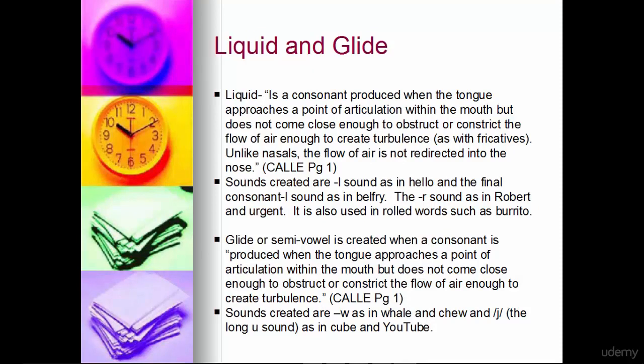A glide or semivowel is a consonant produced when the tongue approaches the point of articulation within the mouth, but does not obstruct the flow of air. And this would be the w in whale, or the y in chew or j, the long U sound, as in cube and YouTube.